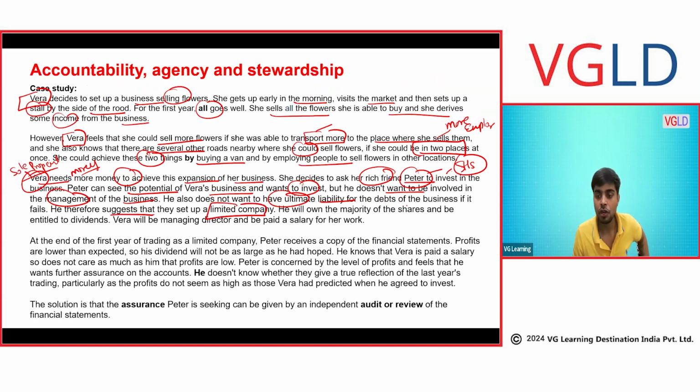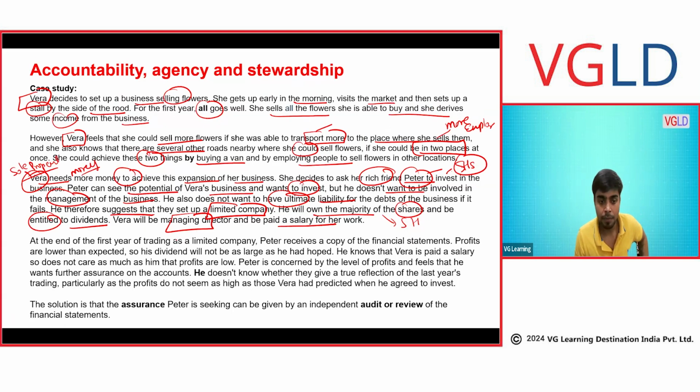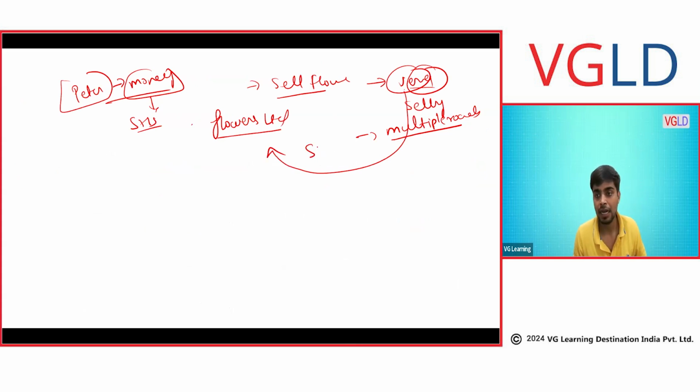He will own the majority of the shares. Basically, he will be the shareholder. Shareholders are those people who invest the money and are entitled to dividends, basically the profit of the company. Vera will be the managing director and be paid a salary. Because Peter has invested money, he would become the shareholder. Let's say the name of their company is Flowers Limited. Money will be given by Peter, and Vera would come in as the director.